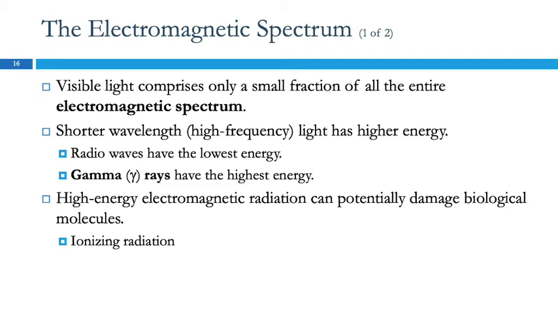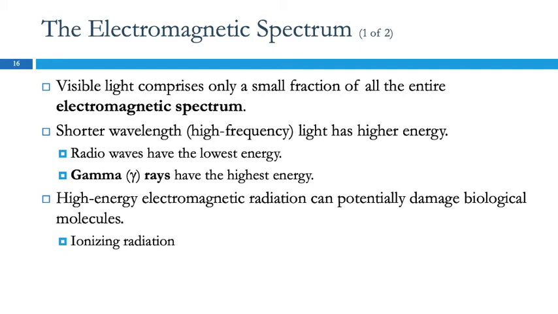So we take visible light and we pass it through a prism and we see a rainbow. That's a spectrum. But that's only one tiny, tiny piece of all the electromagnetic radiation. There's electromagnetic radiation that has higher frequency, which has higher energy, and those would be things like gamma rays or X-rays. And there are things with lower energy, lower frequencies, like radio waves or microwaves.